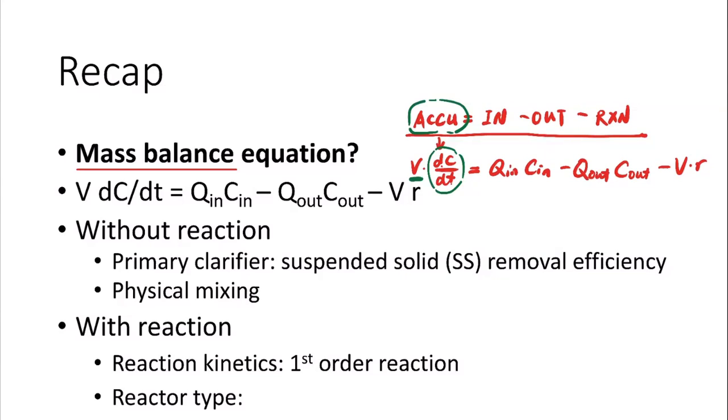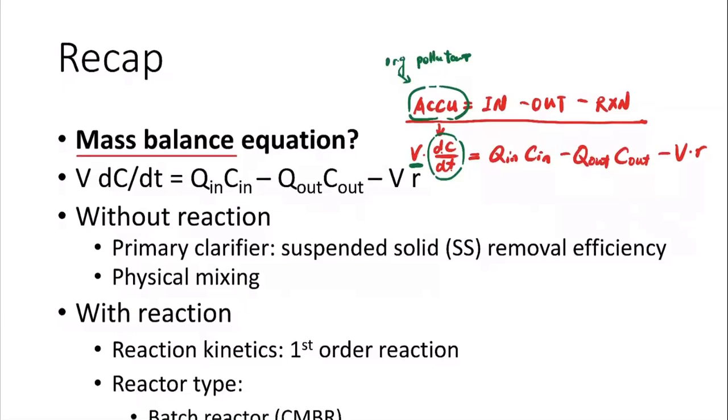So we're talking about the accumulation of the entire mass, not the accumulation of the concentration, right? Let's say if there are some pollutants, organic pollutants, we're talking about the entire mass of these organic pollutants in this reactor here. That's going to be equal to the inflow of this organic pollutant minus the outflow of the organic pollutant and minus the reaction, or the amount that's being reacted, okay?